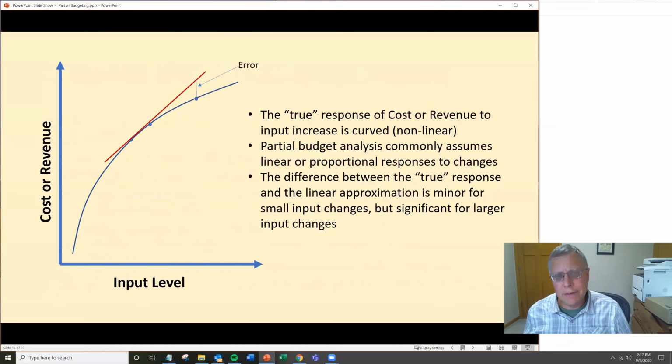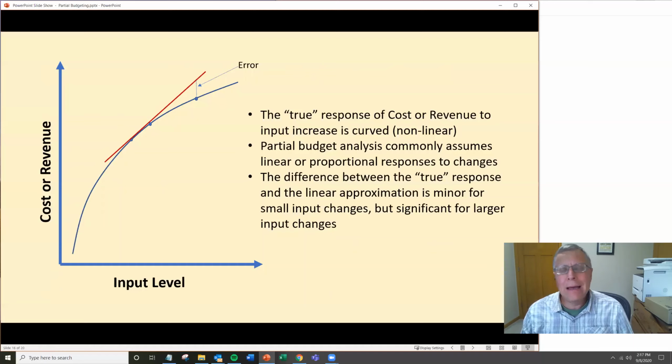Here's a simple graphic to show this. The horizontal axis is your input level. The vertical axis is your cost or revenue. That blue line is the curve. It's a nonlinear curve. And you can see where you are now is the first dot there, where the red line is tangent.